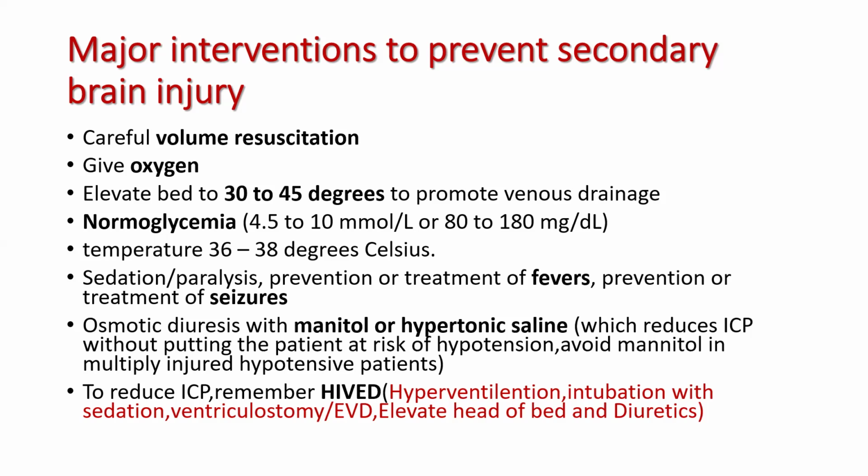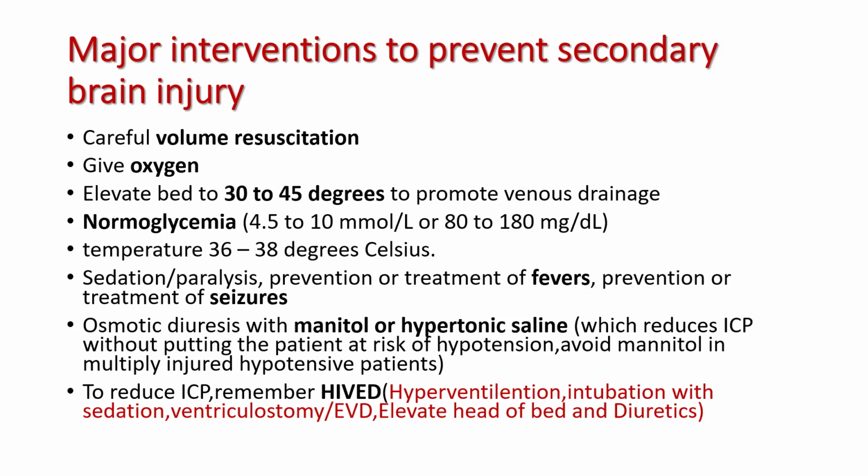You want to maintain the temperature between 35 and 36, because if you have hypothermia, you're going to have that dreaded triad of acidosis, hypothermia, and coagulopathy. So you want to avoid hypothermia. You also want to avoid a high temperature, as that could affect the metabolism and consumption of oxygen.